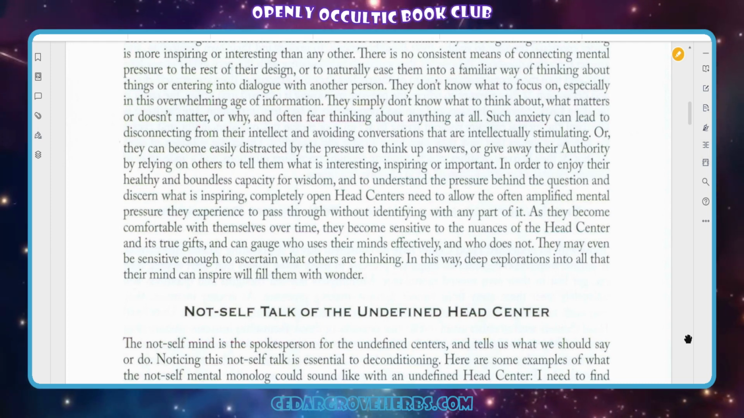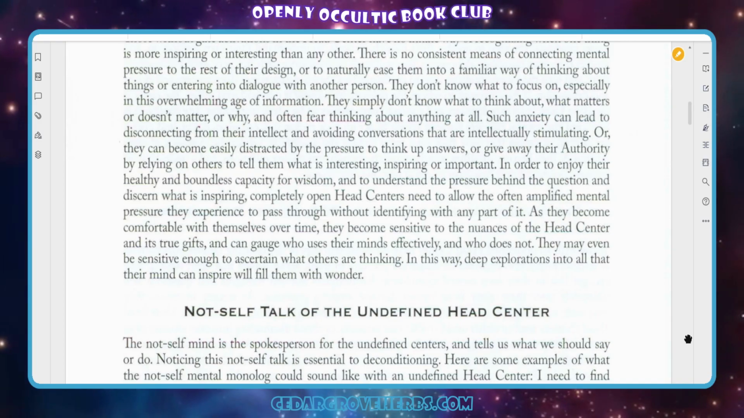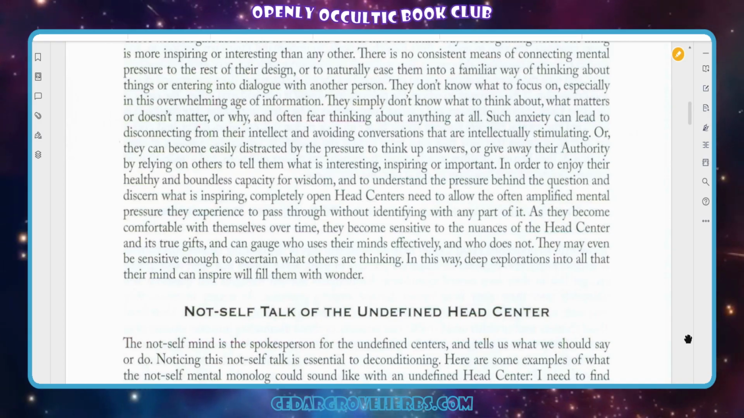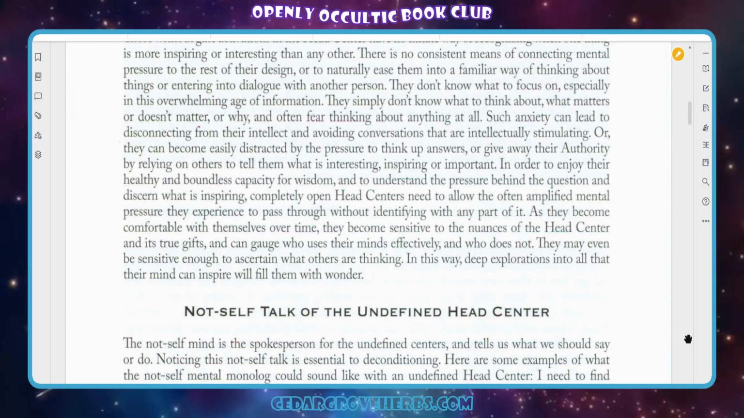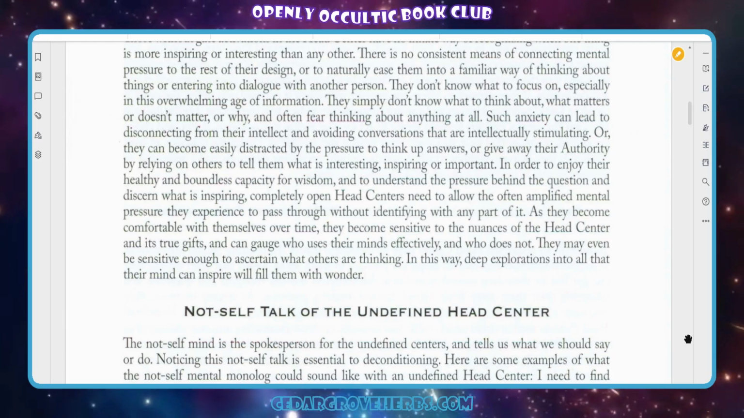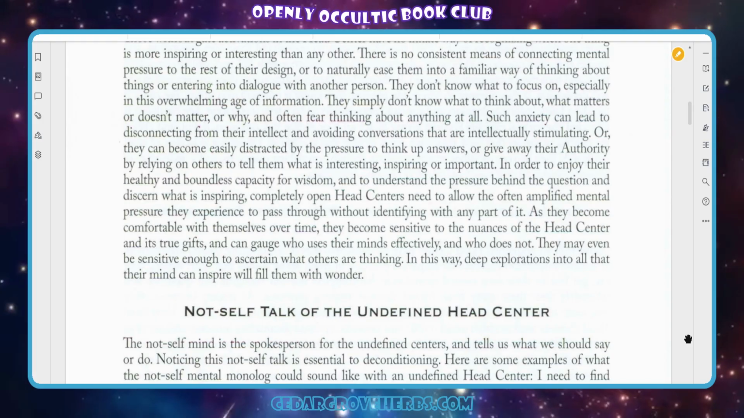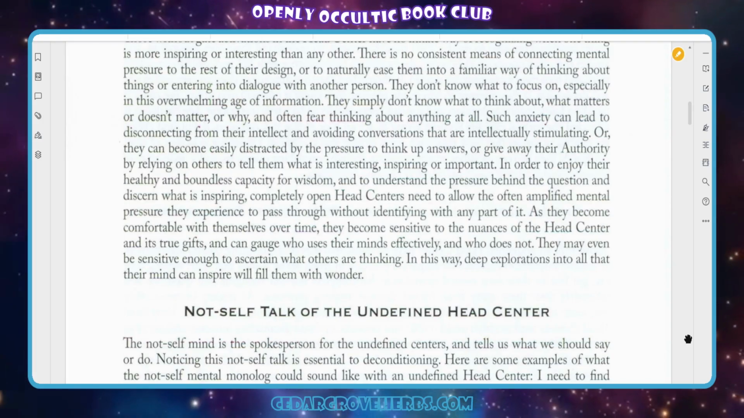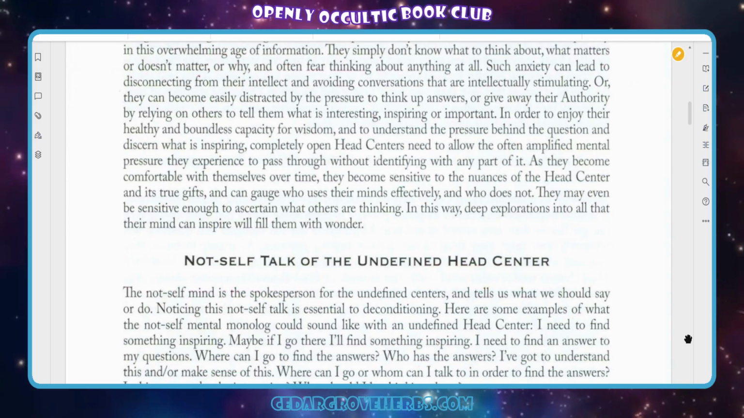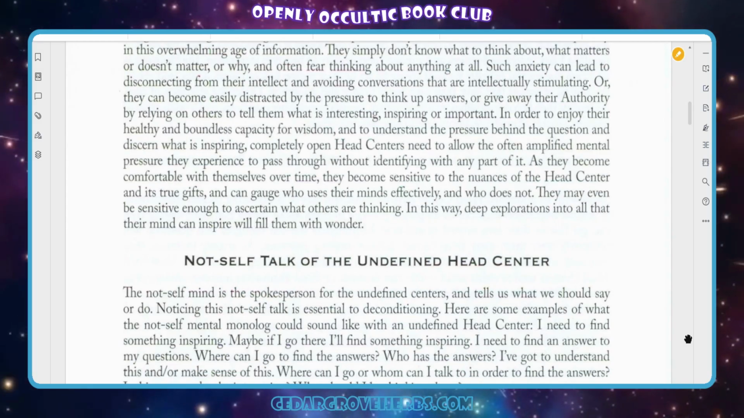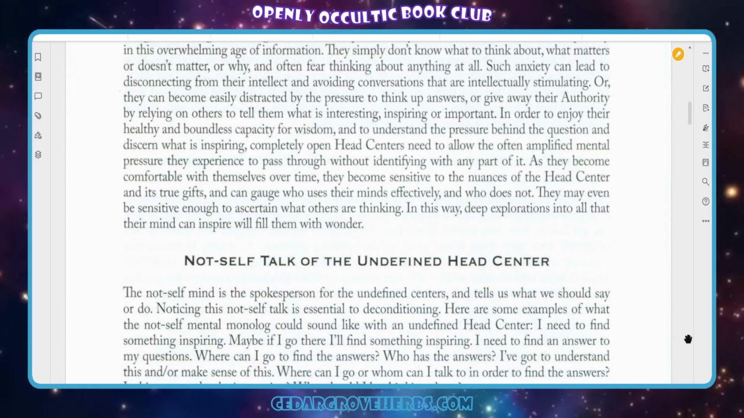As they become comfortable with themselves over time, they become sensitive to the nuances of the head center and its true gifts, and can gauge who uses their minds effectively and who does not. They may even be sensitive enough to ascertain what others are thinking. In this way, deep explorations into all that their mind can inspire will fill them with wonder.